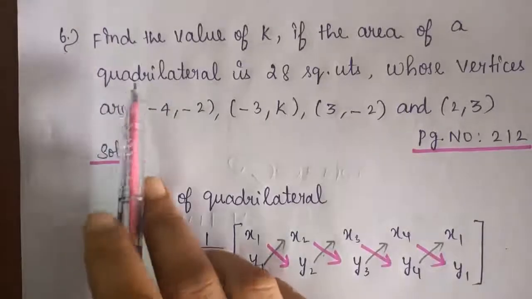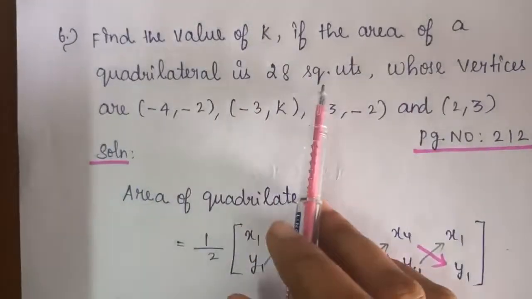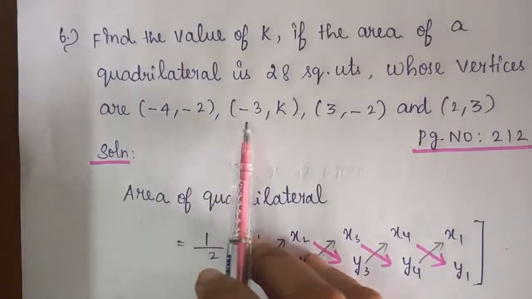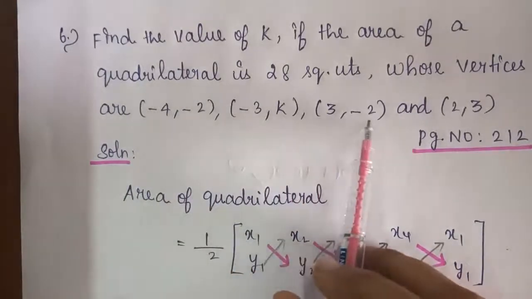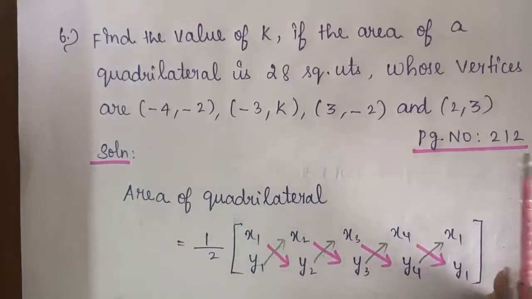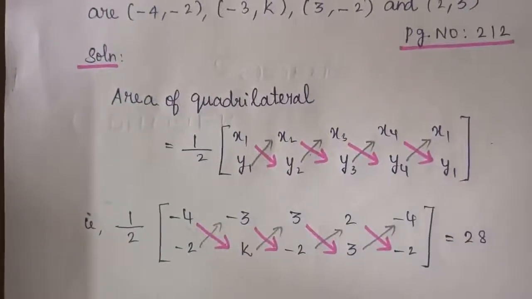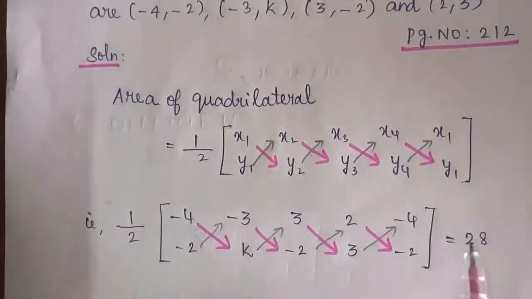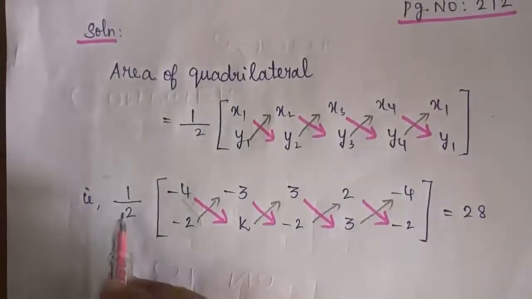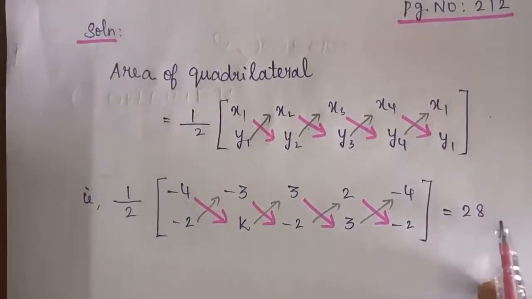Problem number 6. Find the value of k if the area of a quadrilateral is 28 square units whose vertices are (-4, -2), (-3, k), (3, -2) and (2, 3), which is in page number 212. So solution, as usual, you know the formula for a quadrilateral, you just substitute it, and the area value is also given, which is equal to 28. If you multiply 1 by 2 to this side, it will become 28 into 2.